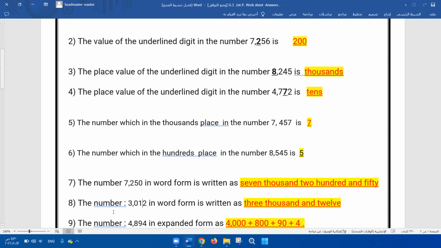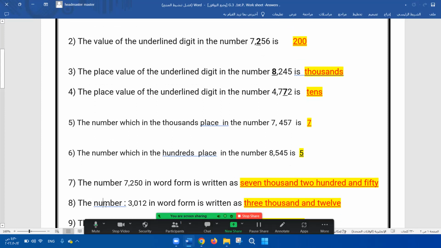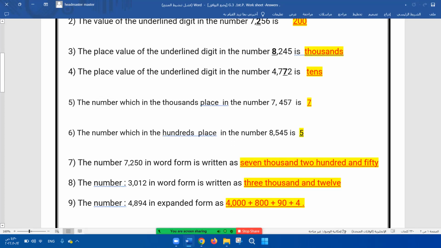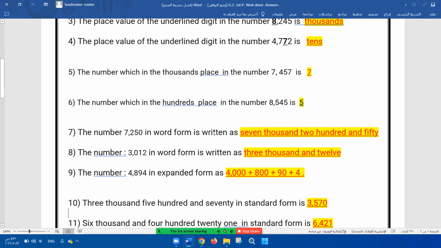Question 8, the number 3012 in word form is written as three thousand twelve. You know, you can see it's 3 in thousands place, then 12. So we write it in word form three thousand twelve. Question 9, the number 4,894 in expanded form. Let's see the expanded form. The expanded form, we write the value of each digit, between them plus, plus, plus, and so on.